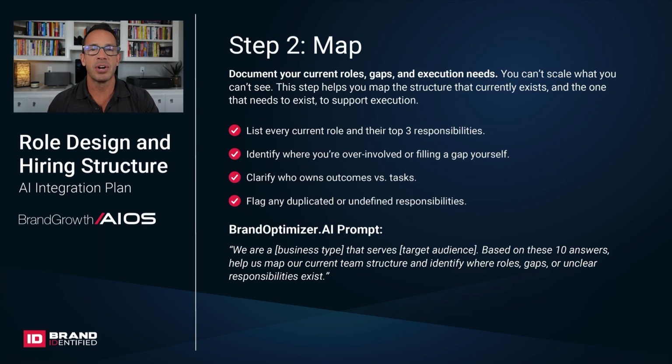So step number 2 here, this is map. Document your current roles, gaps, and your execution needs. You can't scale what you can't see. This step helps you map the structure that currently exists and the one that needs to exist to support your execution. So first off, list every current role and their top 3 responsibilities.